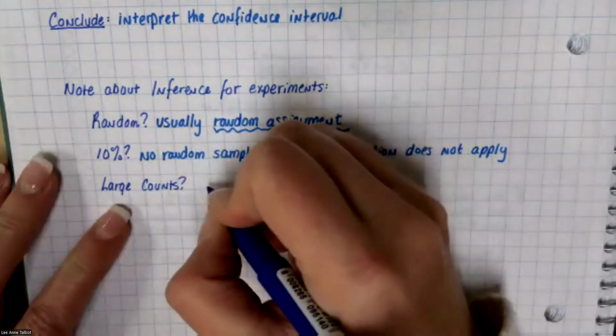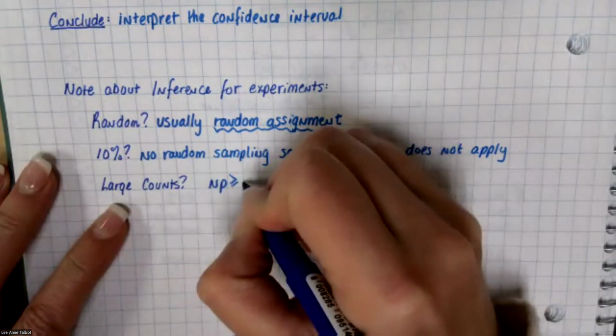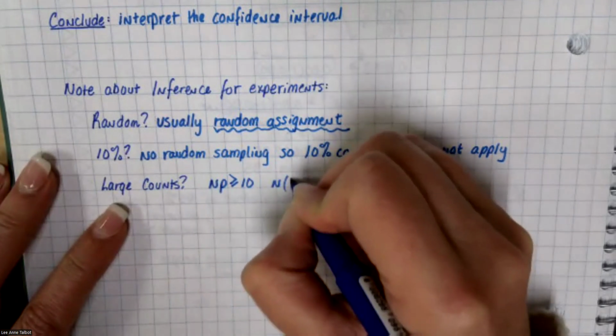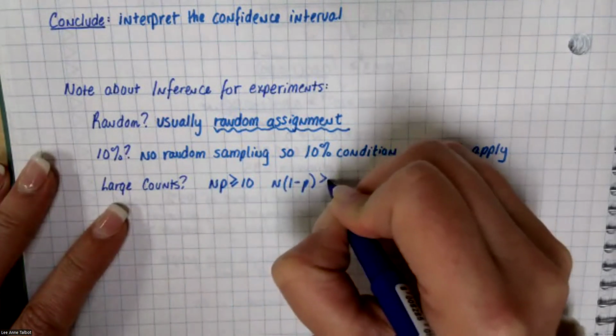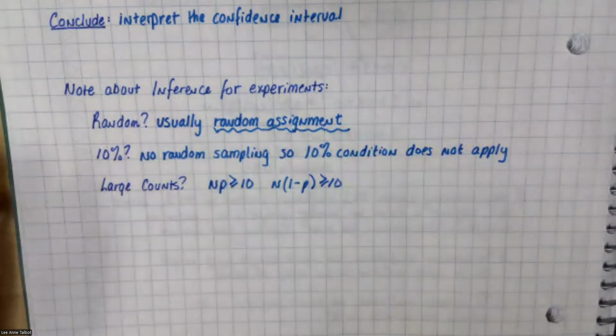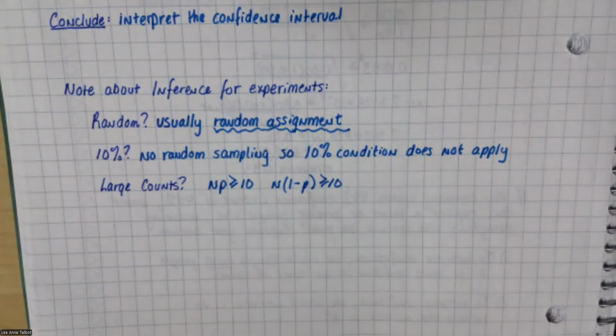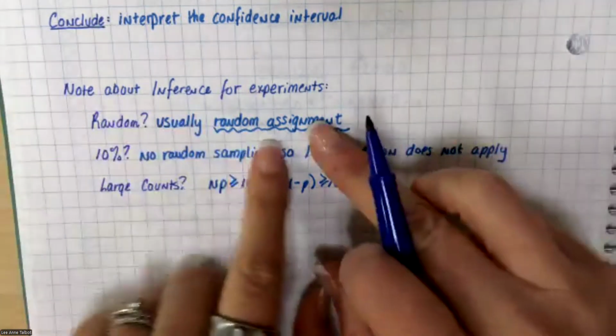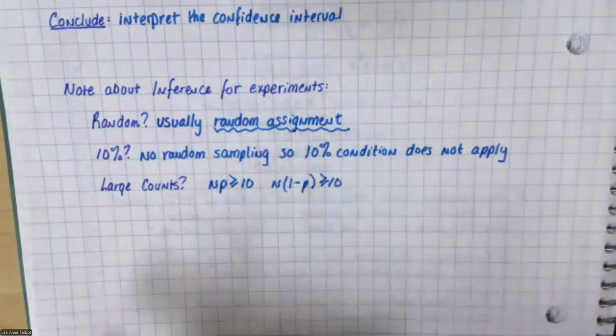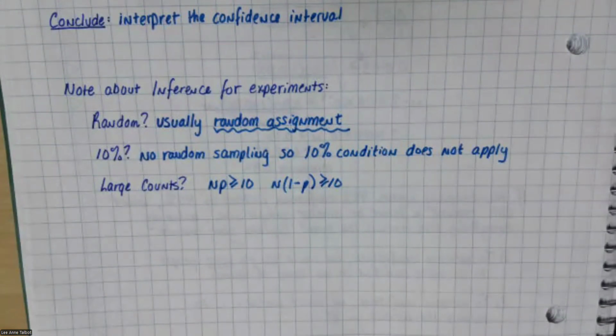Okay, and then large counts is the same as you would expect. NP is greater than or equal to 10. N times 1 minus P is greater than or equal to 10. But we like it when it's experiments. When you see that random assignment, your brain should go, oh, I don't have to write down as much as I would have before. I can skip the 10% condition and move on, which I like because I'm lazy.